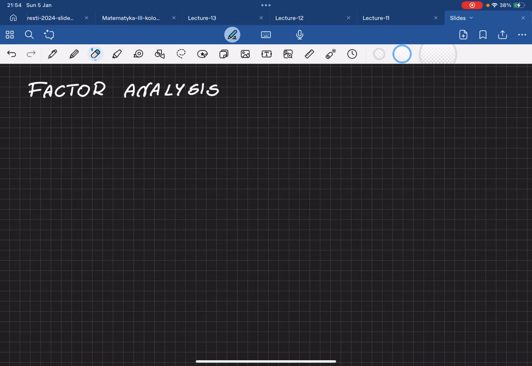During this lecture, we will be discussing another part of general linear model, namely factor analysis. An example of the situation when we can apply this analysis is the following. Imagine that we want to determine the depression level in a patient.